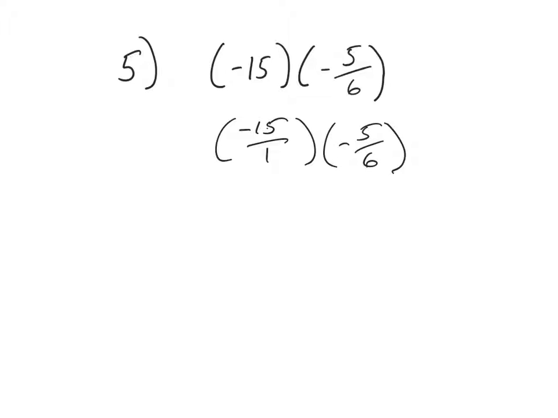And that we can simplify, well, 3 goes into both. So 3 times 2 is 6, and 3 times 5 is 15. And then we just multiply straight across. I'm not going to worry about the negatives right now, so let's just multiply. 5 times 5 makes 25, and 1 times 2 makes 2. And then we'll take care of the negatives. So negative times a negative makes a positive. Our answer is 25 over 2.